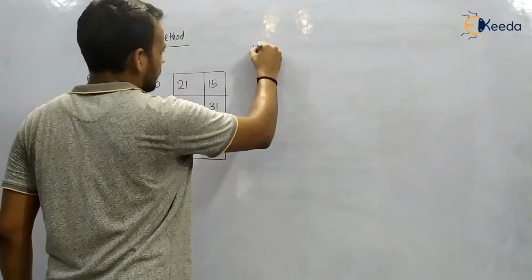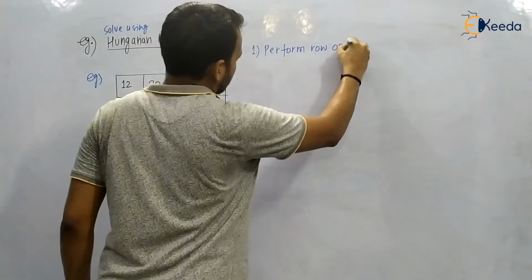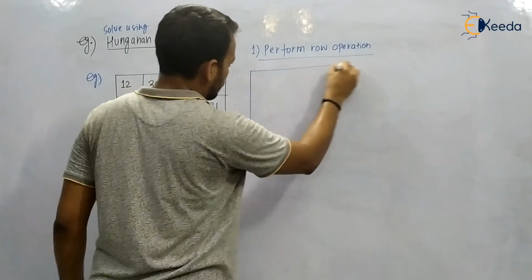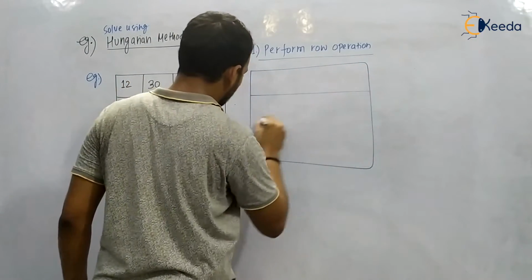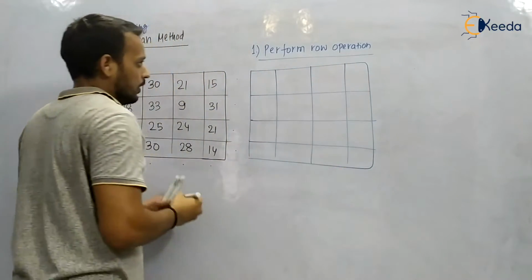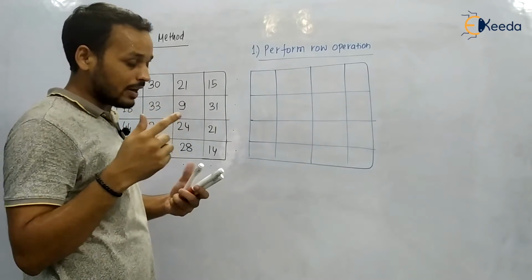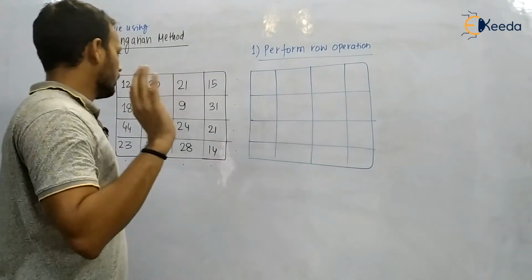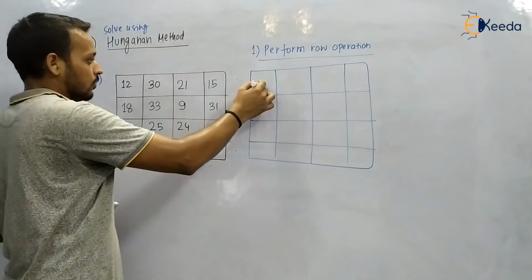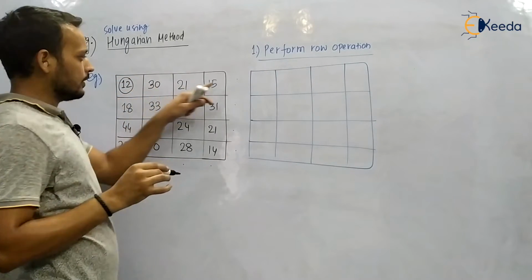The first step is to perform row operations. So I am going to do the row operation. What is a row operation? You will get to know. You have to subtract the minimum cost from all the costs of a particular row. So we are going to take the first row. The minimum is 12, so just subtract 12 from each and every other element.